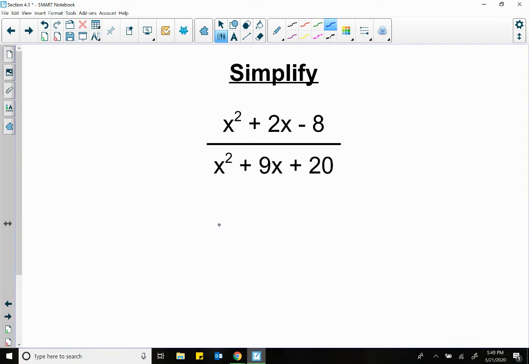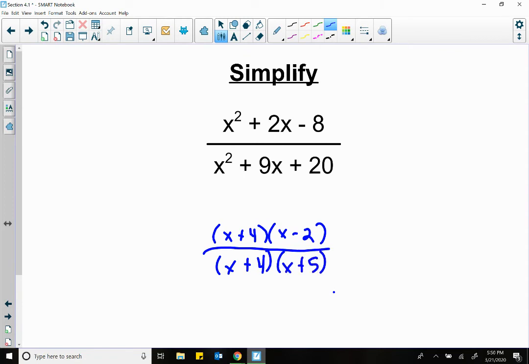Okay? So up here, this top guy, this numerator, factors to x plus 4, x minus 2. The denominator factors to x plus 4, x plus 5. So, is there anything in common from top to the bottom that can cancel out? Absolutely. The x plus 4's gone. What do I have left? x minus 2 over x plus 5. And done.